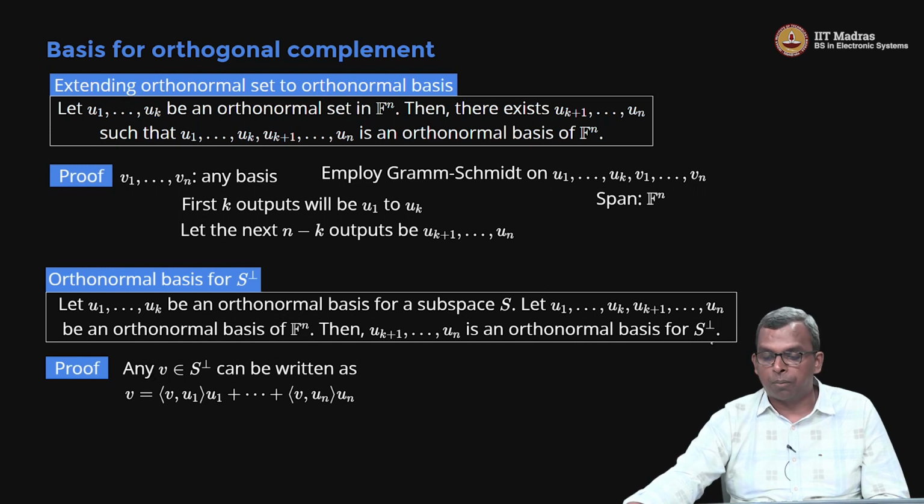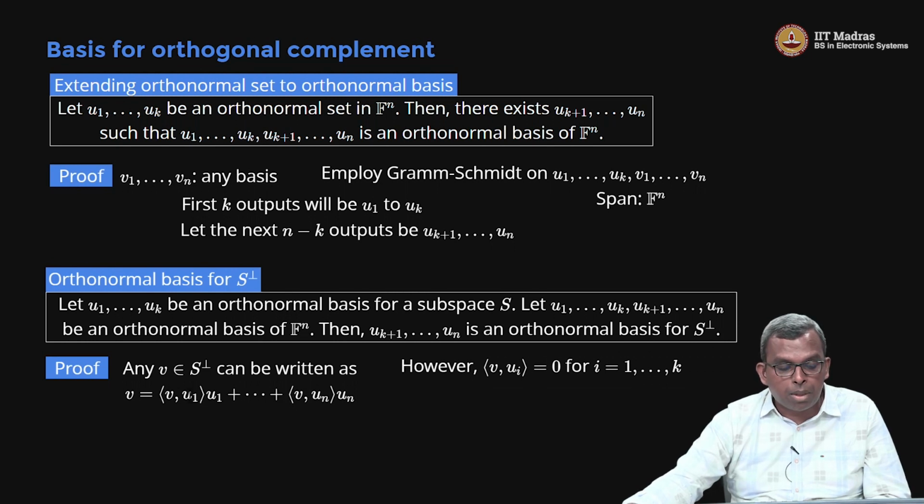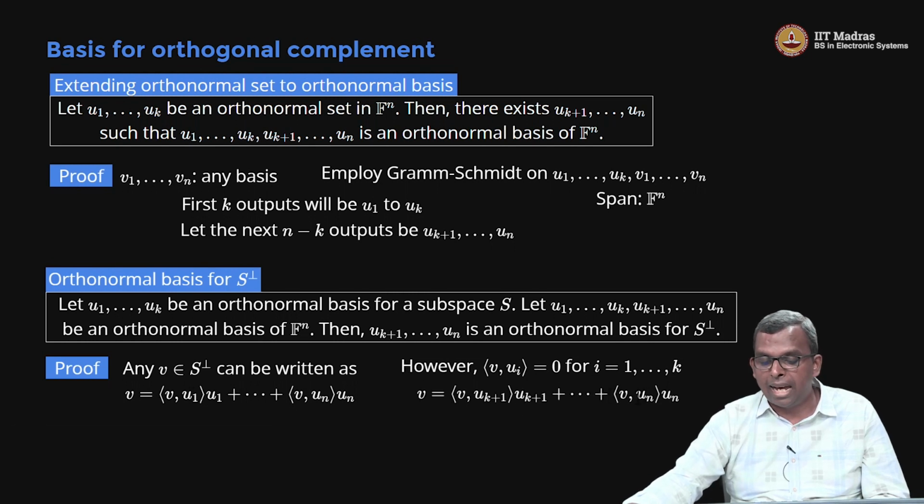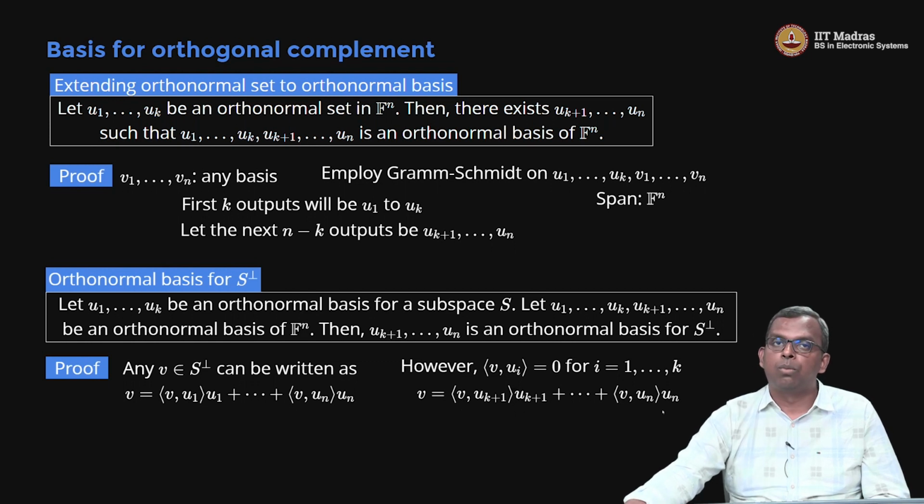If you have a v in S-perp, I should be able to write it down uniquely in terms of uk plus 1 to un. If I can do it, I'm done, right? So notice this, any v can be written uniquely in terms of u1 to un, right? u1 to un is a basis for the entire Fn. So clearly any v in S-perp I can write. But then my v is in S-perp. What does that mean? v comma u1, v comma uk, all the way till those will all go off to 0. So I'll only have v comma uk plus 1 times uk plus 1 all the way to v comma un. So any v in S-perp can be written uniquely as a linear combination of uk plus 1 to un, and you're done. Okay, so the basis for S-perp is uk plus 1 to un.